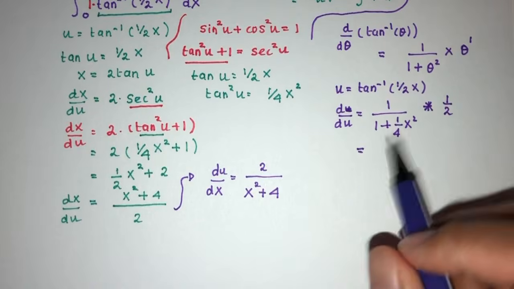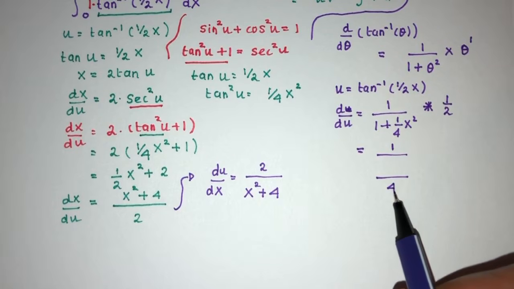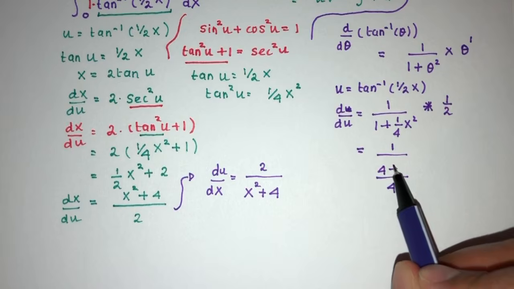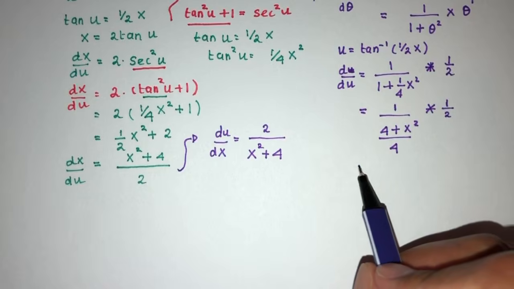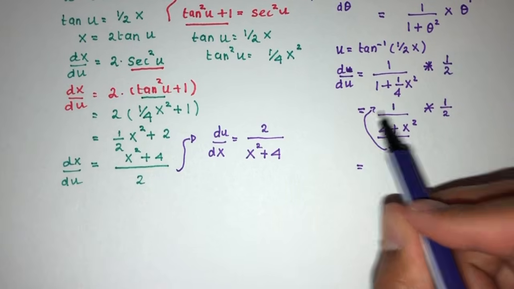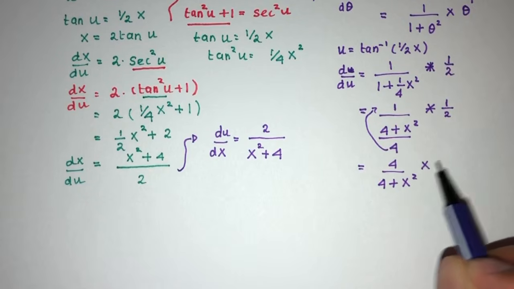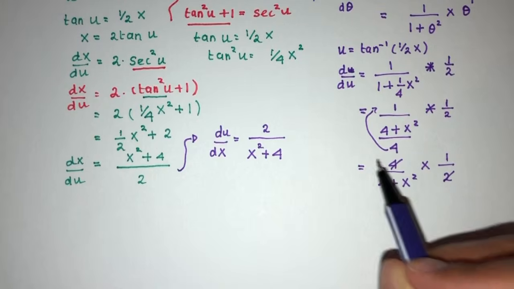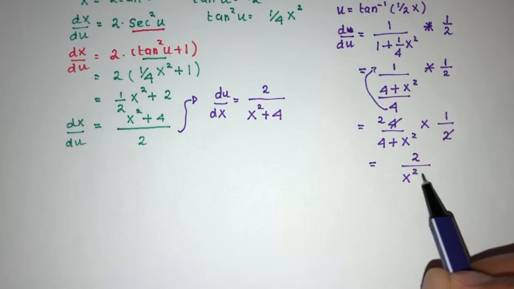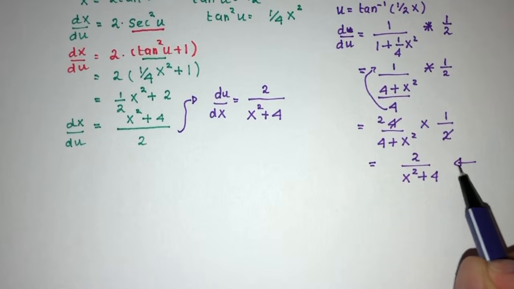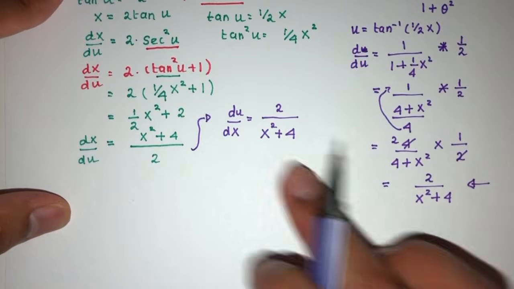So let's first simplify this. The base will become, with 4 as common, 4 plus x squared, and that will be half. Now we can rearrange this one. We have to bring this up, right? That will be 4 here, and that will become 4 plus x squared times half. And this will cancel out. You'll have 2 here, and finally you will have the same value as well. But at least now you know how we can do this step by step, and how we can just use the formula directly to find the same thing at the end.